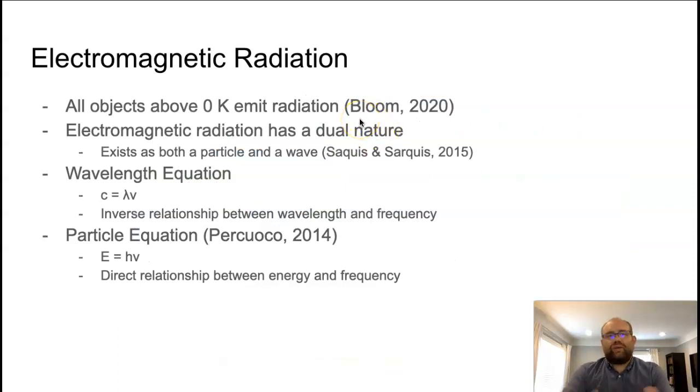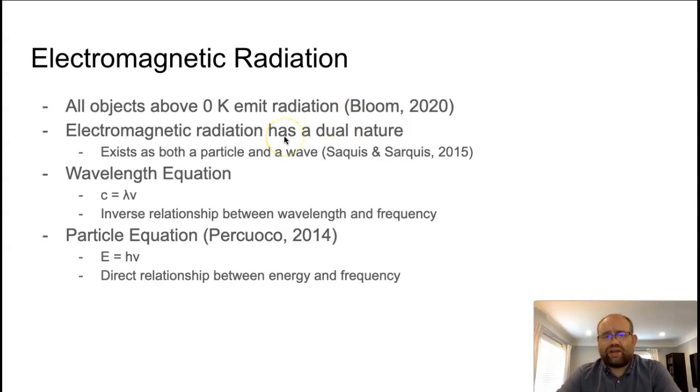So any object above 0 degrees Kelvin is going to emit radiation. This could be in the form of infrared radiation or radio waves, gamma rays. Everything's going to emit some form of radiation if it's above 0 degrees Kelvin because the atoms in the molecules are moving, and that vibrational motion will emit some radiation.